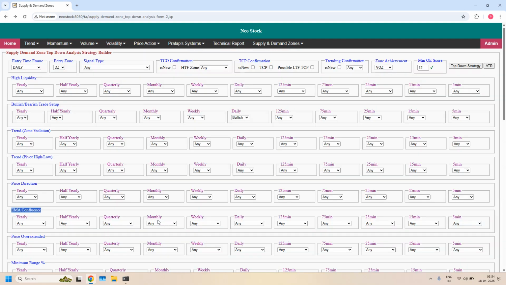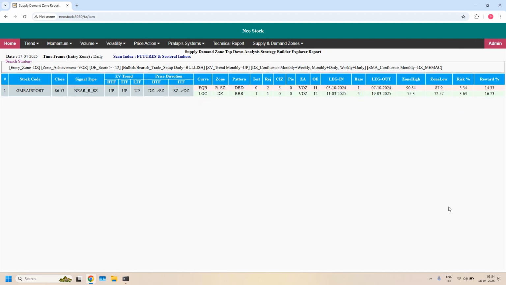EMA confluence at monthly time frame, checking monthly demand zone having monthly EMA. At the same time, monthly trend should not be sideways. It should be uptrend because it is a bullish trade setup. So this stock is filtered. That means this monthly demand zone has an even higher probability of success.